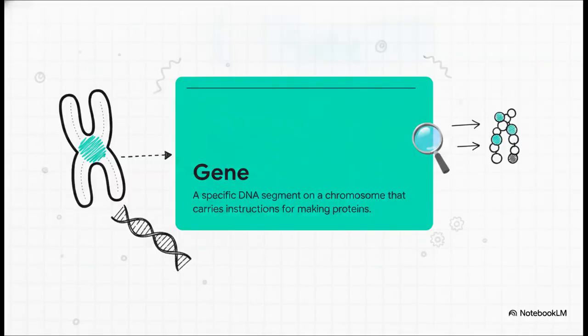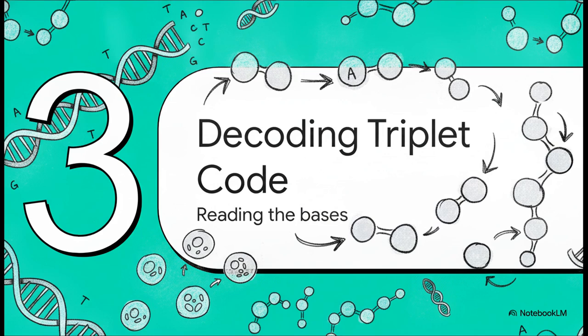So, with all that in mind, what actually is a gene? Well, a gene is simply a specific, isolated segment of DNA located on a chromosome. It carries the explicit instructions for making proteins. So we're essentially bridging the macro scale of the entire chromosome right down to a specific, highly functional microsegment. Let's move to Section 3 and see how this builds.